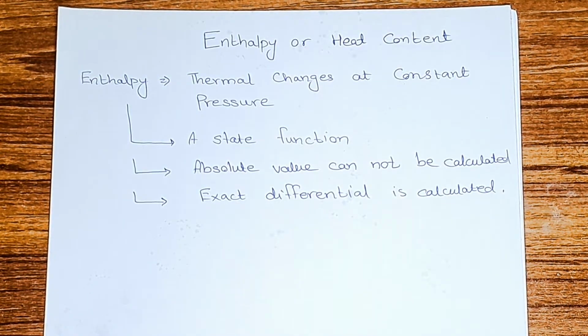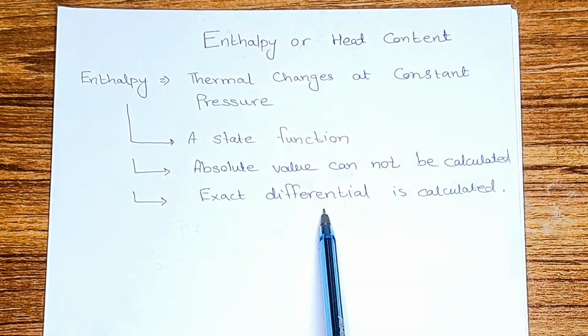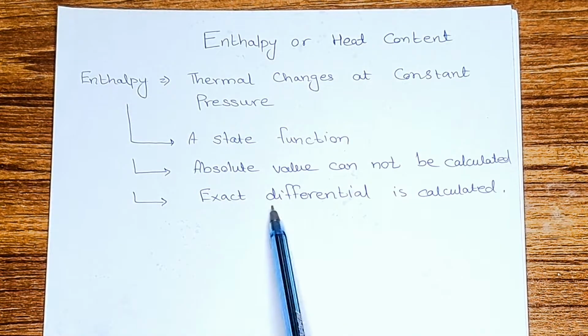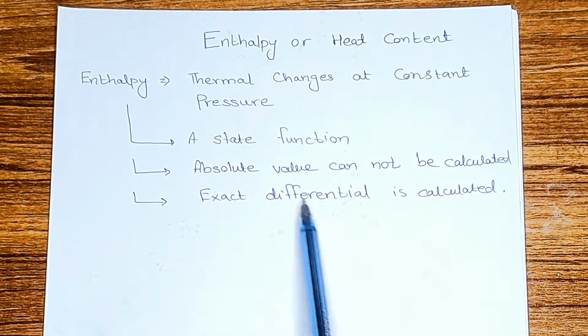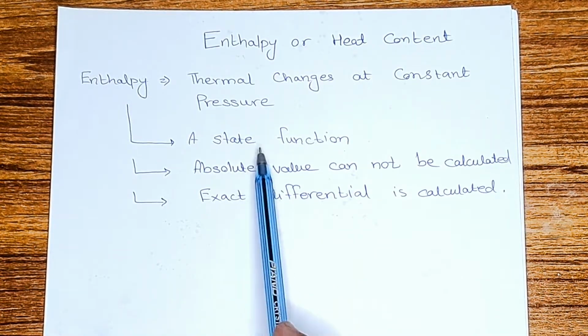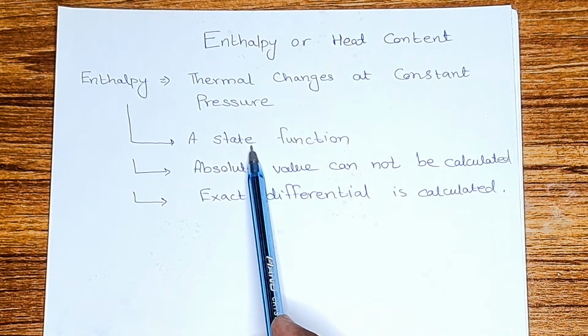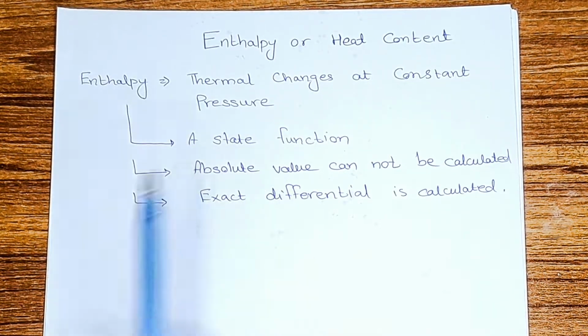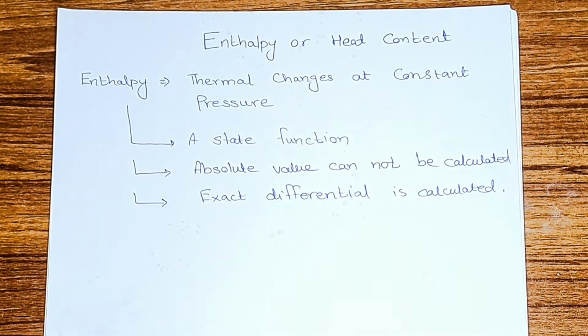Okay? And the last thing is exact differential is calculated. So for enthalpy, you can calculate the exact differential. Why? Because enthalpy is a state function. And for state functions, you calculate the exact differential. And in case of the path function, you calculate inexact differential. So enthalpy is a state function, so that's why you calculate the exact differential.